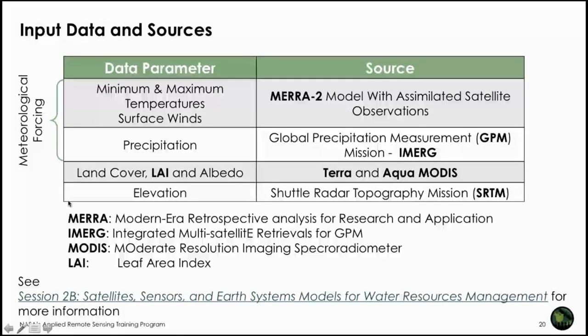Next, there are vegetation data. So we need land cover, leaf area index or LAI, and albedo. These are available from two satellites, Terra and Aqua, and the instrument is called MODIS, Moderate Resolution Imaging Spectroradiometer, that provides all these parameters. And last but not the least is elevation. Elevation is available from the Shuttle Radar Topography Mission, and we will see about that in a few minutes as well.